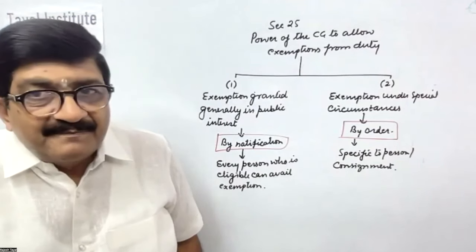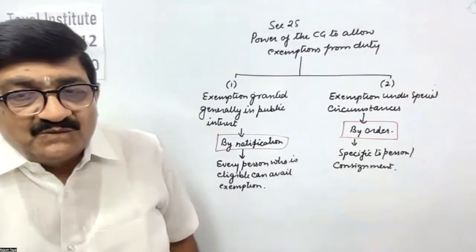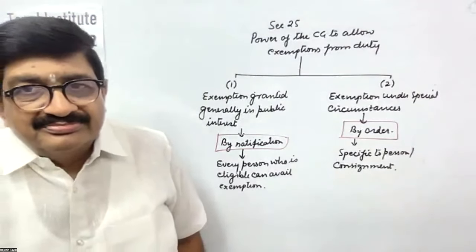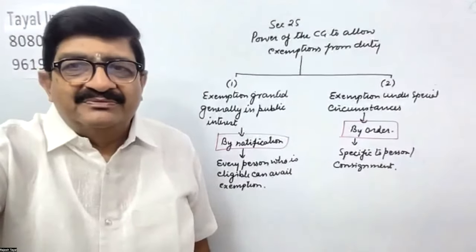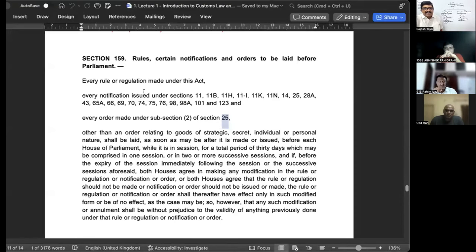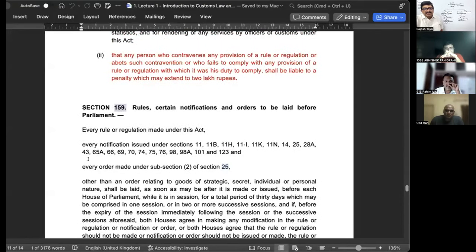Samajh aaya? Okay, now see the section. Again, section 159 I brought in. So this every notification issued under the section. So this section 25 is referred here. So which section actually it is referring to? Section 25 subsection 1, right? And when it comes to order, what it is referring to? Section 25 subsection 2. Okay, so when you go into the finer points, there may be a reason for confusion. So that's why I clarified it here. Okay.